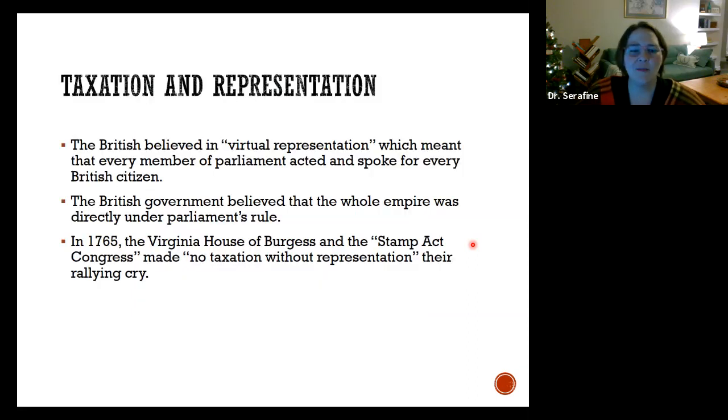Like I said, the Parliament says you are represented. Stop asking for nonsense. Less than 5% of men in England can vote. So Parliament's going to be like, what are you talking about? Almost no one votes for their representatives. So you're no different. You're not special, colonists. But the colonists have gotten used to voting for their own colonial assemblies. Now they want a say in Parliament as well.